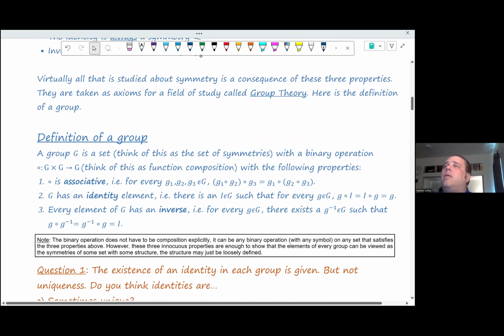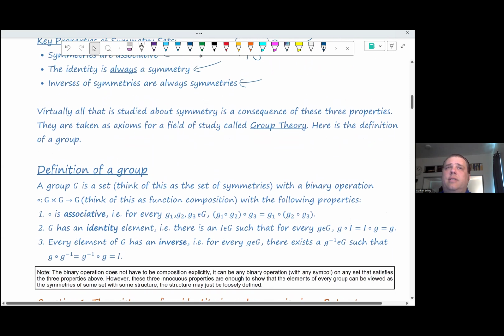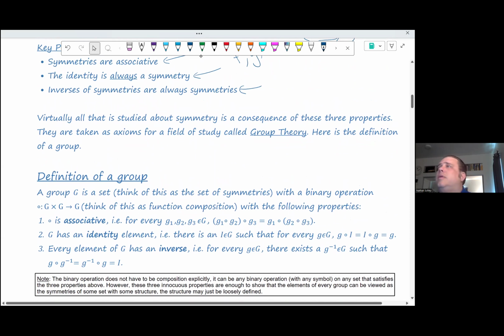So going on, here are the abstract definitions of a group. So a group is a set. Maybe think of a set of symmetries, but abstractly, it's any set with a binary operation that takes pairs of elements in your group and returns another element. And this is always meant to model some kind of function composition.